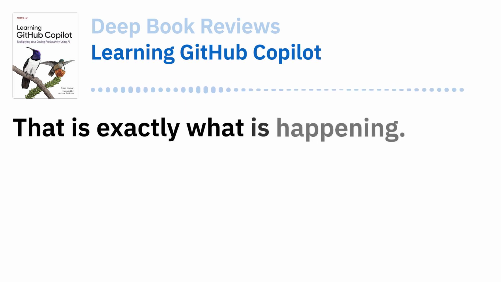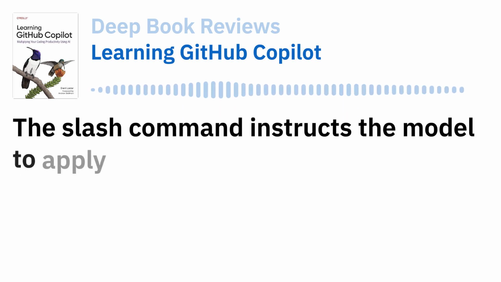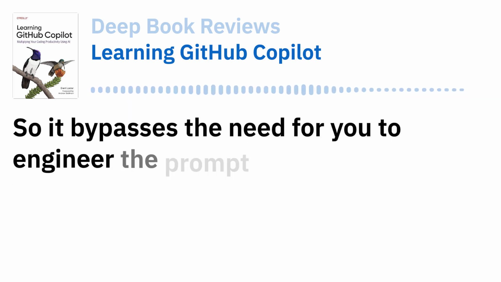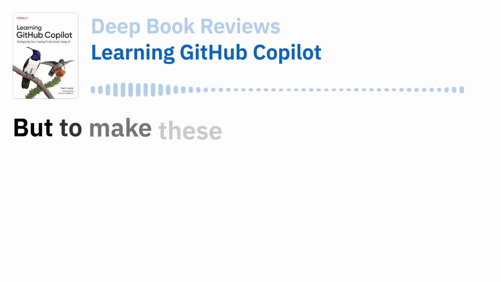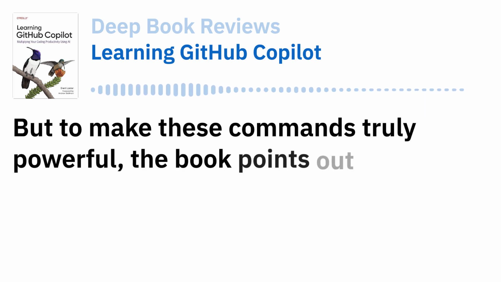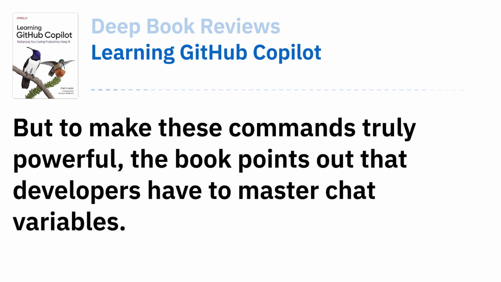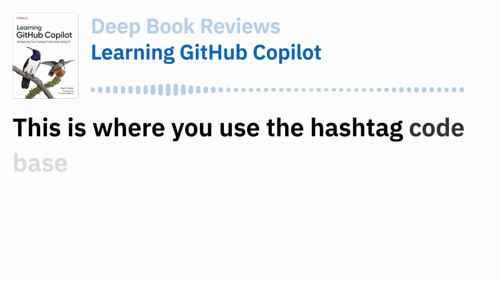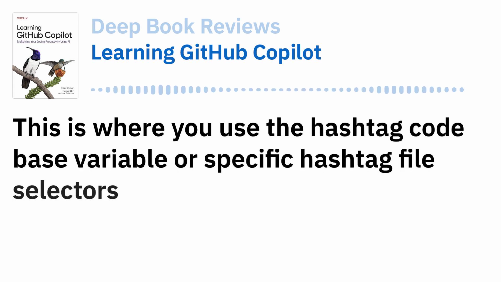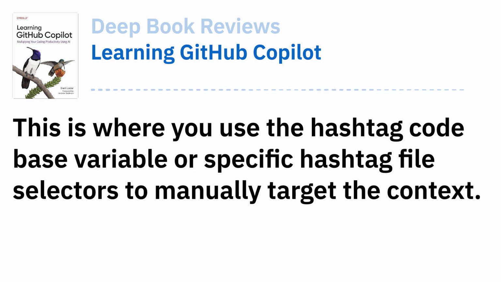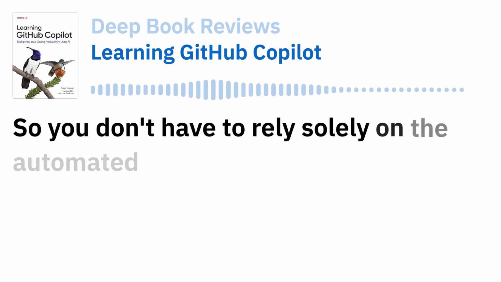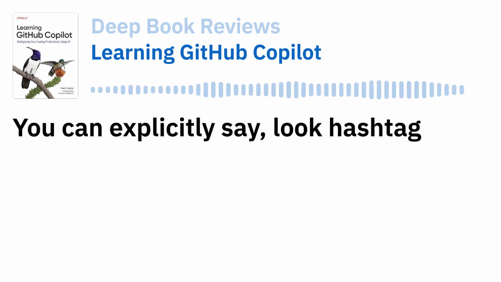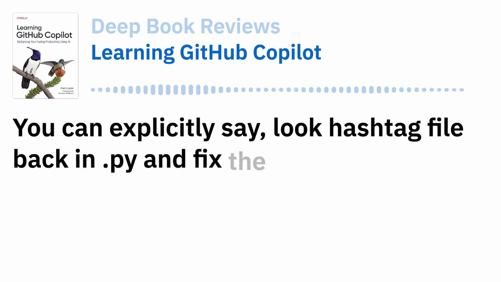That is exactly what is happening. The slash command instructs the model to apply a specific operational template to your query, so it bypasses the need for you to engineer the prompt perfectly every single time. But to make these commands truly powerful, the book points out that developers have to master chat variables. Yes, this is crucial. This is where you use the #codebase variable or specific #file selectors to manually target the context. So you don't have to rely solely on the automated repository indexing provided by GitHub. Right. You can explicitly say, look at #file:backend.py and fix the routing error.